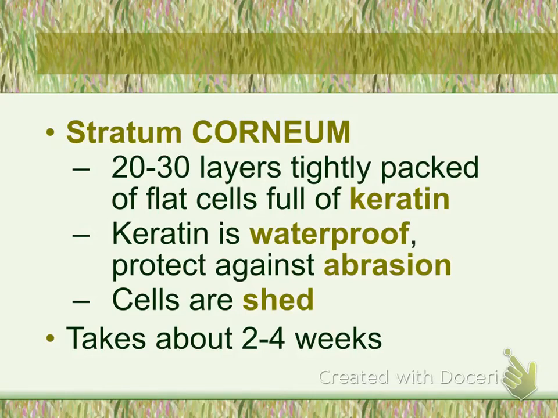This whole process from stratum basale all the way up to the cells reaching the stratum corneum takes about 2 to 4 weeks. So think about when you get a tan, for you to lose that tan, it takes about 2 to 4 weeks because of this. That's how long the cells that were produced at the stratum basale level take to come all the way to the stratum corneum, and then they're shed and lost.